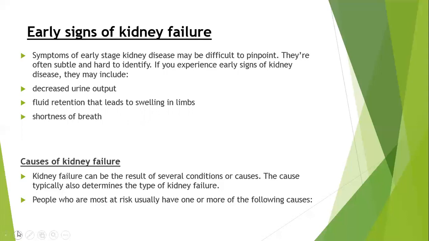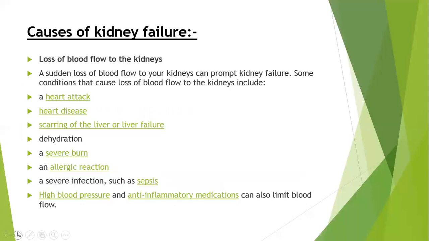Causes of kidney failure, I told before also, kidney failure can be the result of several conditions. People who are most at risk usually have one or more of the following causes: heart attack, heart disease, heart failure, scarring of the liver or liver failure, fever, burn, allergic reaction, sepsis, high blood pressure, anti-inflammatory medications, NSAIDs, all are painkillers. There is a tendency for people to take painkillers very rapidly and for a long term. The long-term effect will be very adverse, even for kidney failure. This is one of the causes.